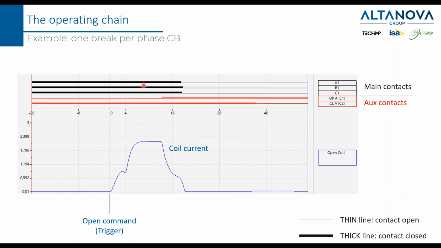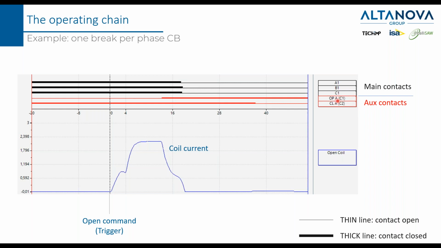The black contacts in this scheme are the main contacts, and the red ones are the auxiliary contacts. And this graph represents the coil current that is flowing in it when it is energized. We can see that after a few milliseconds, more or less 18 milliseconds, the main contacts are open. So this gives you an idea of how fast the circuit breaker must be.